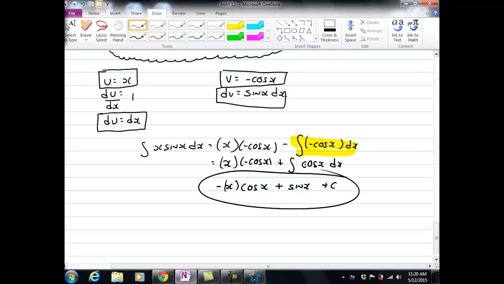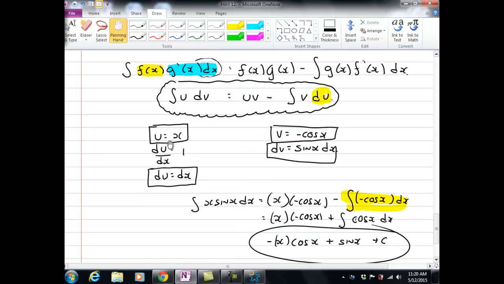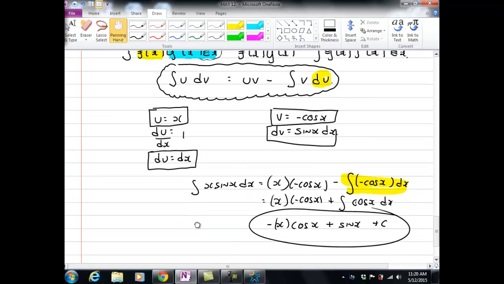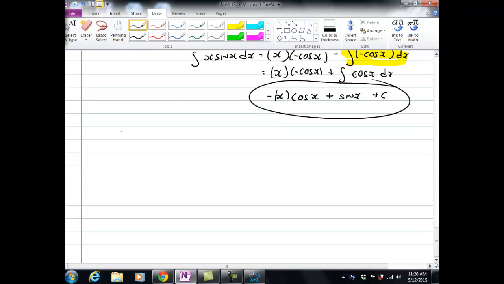Now here comes the question. Say, Mr., what happens if I screw up this part? If you screw up on the u dv part, the whole entire thing is going to get really complicated. So I want to do this question again. This time I'm going to make a mistake on purpose. Let's see if it works. It may work. I have no idea. We're going to find out if it works or not. Let's rewrite this question again.